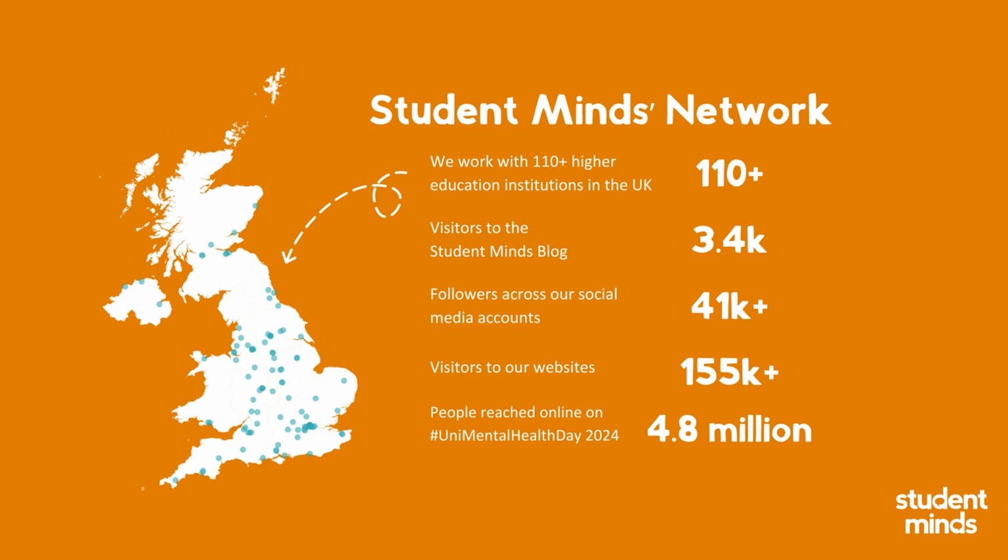The Student Minds Network, we work with over 110 higher education institutions throughout the UK. We have quite a few different websites. We have a Student Minds blog. We have lots of social media accounts. We have over 41,000 followers across our social media accounts.